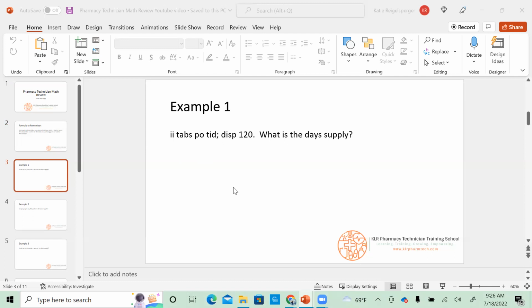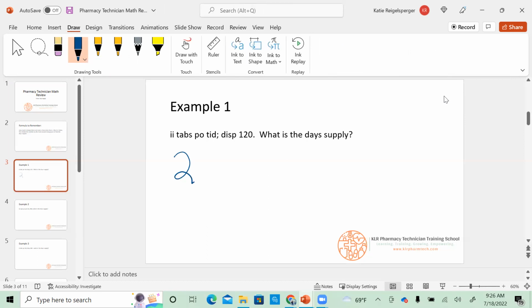Here we look at this, and you should know that this says 2 tablets by mouth 3 times a day, dispense 120. What is the days supply? The first thing we have to find out is how many tablets the patient is taking each time, and that's 2. And they are doing that 3 times a day.